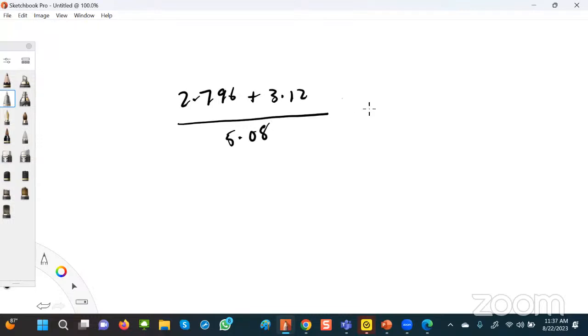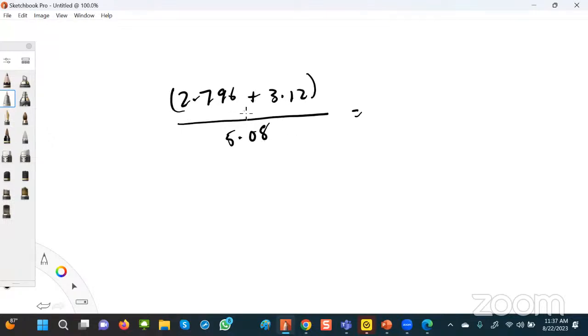Okay, so let me do a note on this and let me create an example. So let's say you're given 2.796 plus 3.12, and then we divide all of that by 5.08. All right, so let's say this is what you need to work out, right? So according to the rules, what you need to do is work out this part first, right? Because the mathematical operation here is addition, and then whatever you get here, you're going to divide, right?